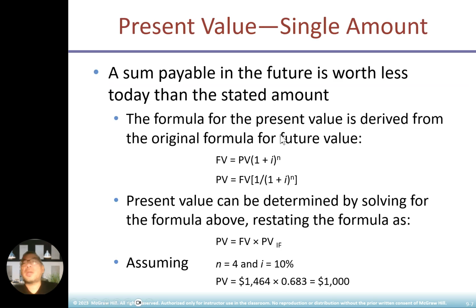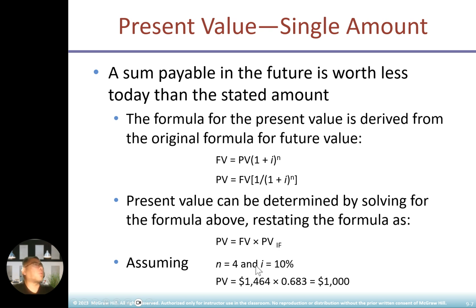Present value of a single amount: a sum payable in the future is worth less today than the stated amount. The formula for the present value is derived from the future value formula. This is your base formula, and when you reverse it, it becomes: present value equals future value times 1 divided by (1 plus i) to the power n. So the present value is determined by this formula, or in terms of factors.